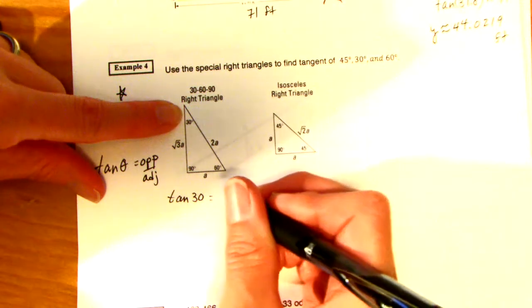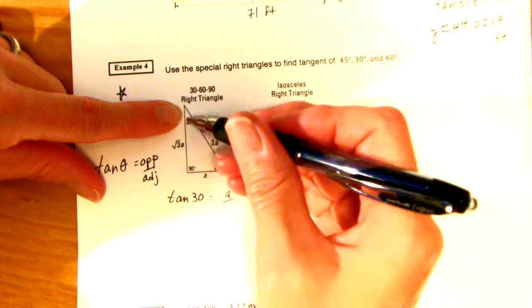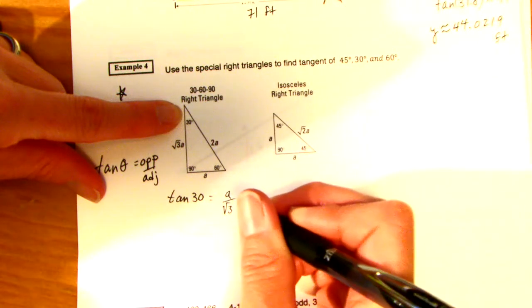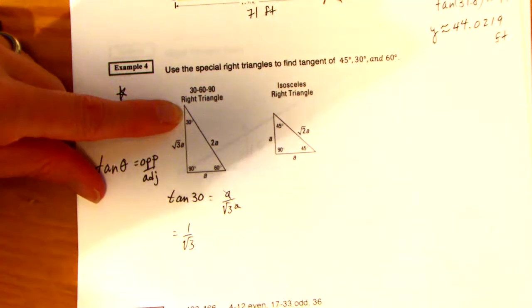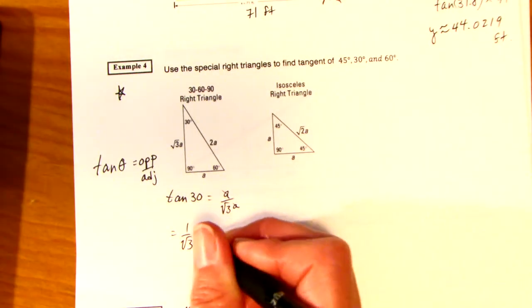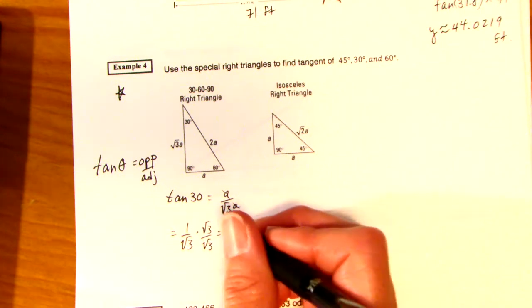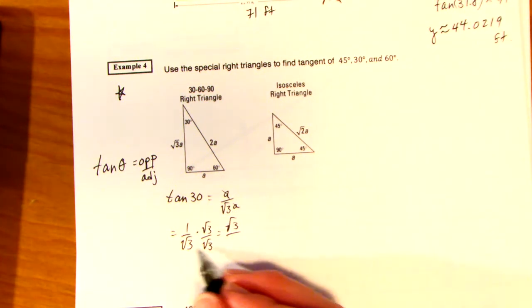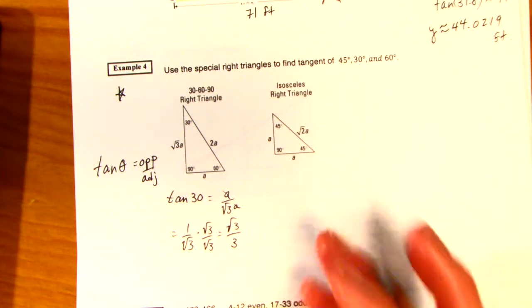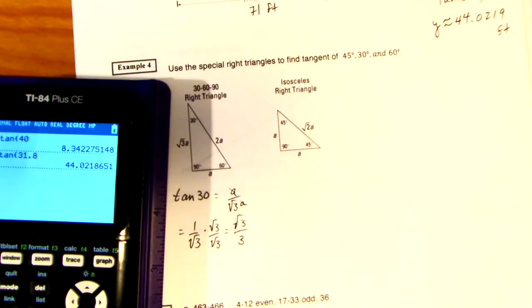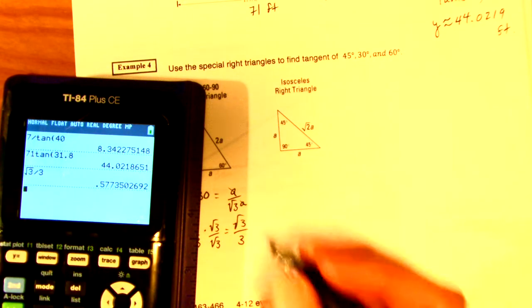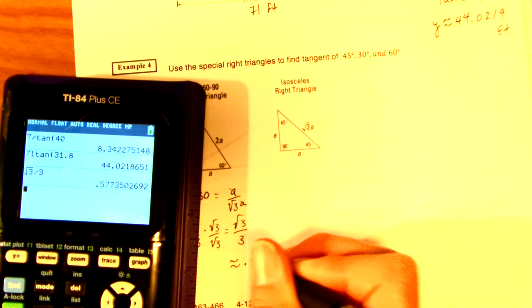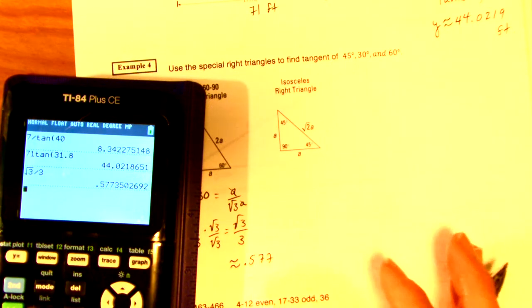That's A. And adjacent would be right next to it, square root of 3 times A. Notice, the A's will cancel, and you get 1 over square root of 3. But we should rationalize that. So times square root of 3 over square root of 3. 1 times square root of 3 is just square root of 3. Square root of 3 times square root of 3 is square root of 9, which is 3. So I'm going to show you approximately what that value is. Square root of 3 divided by 3 is about 0.577.